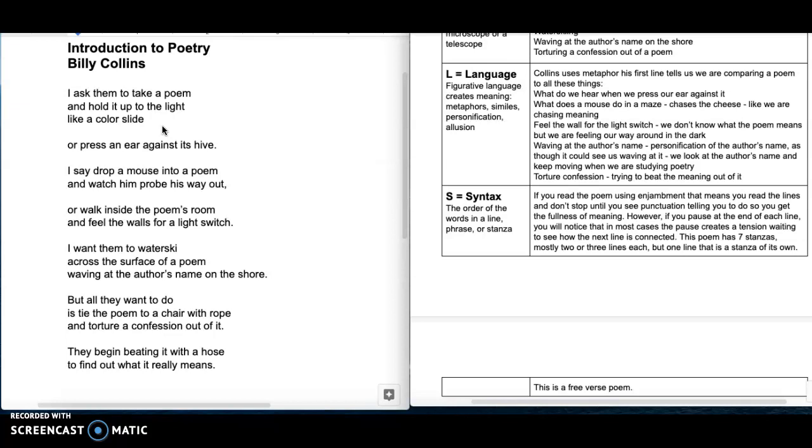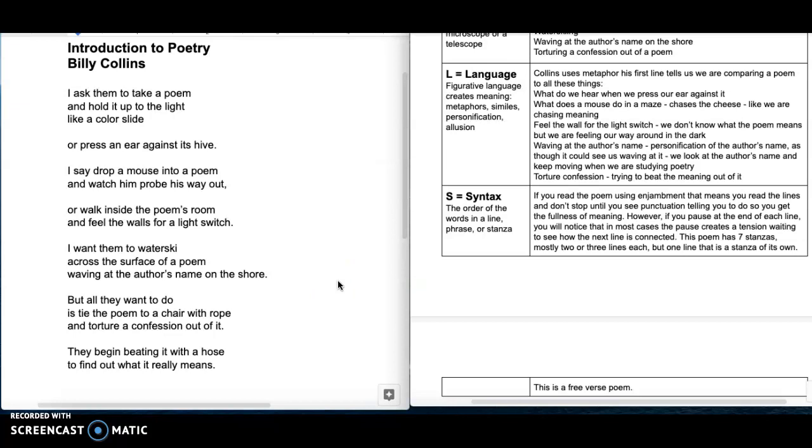In the next one, he says, he, the teacher, drops a mouse into the poem and watches him probe his way out. And so in this comparison, I think he's saying there are ideas in the poem that are waiting to find their way out to you, the person who's trying to understand it. And then he suggests walking inside the poem's room and feeling the walls for a light switch.